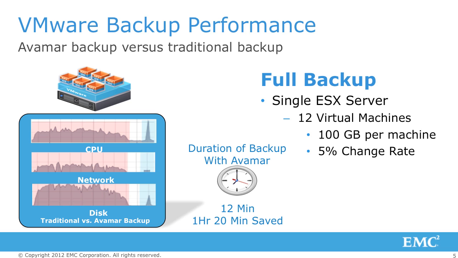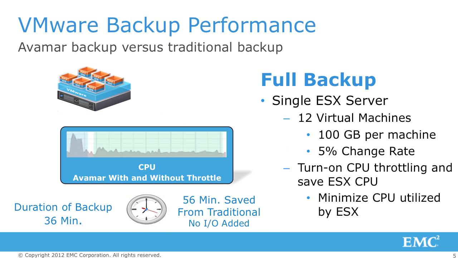At the end of the day, your production applications should control the size of your virtual infrastructure. Backup is not strategic, it's a necessity. Don't let it control your virtual infrastructure. Finally, the ability to control the amount of resources available to the Avamar agent via a throttle mechanism ensures consistent performance for applications during backup, and as you can see here, still saves us a significant amount of time over traditional backup methods.